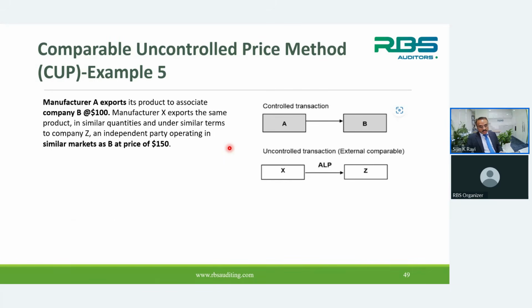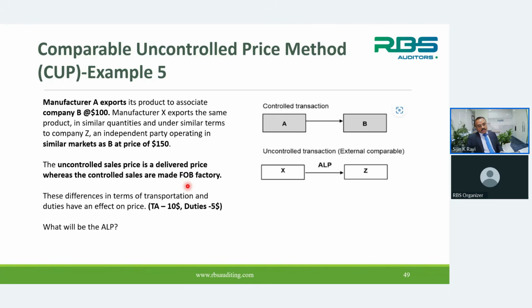The manufacturer exports the same product in similar quantities, under similar terms, to company Z, an independent party operating in a similar market as B, at a price of 150. So the uncontrolled transaction is 150, and the uncontrolled sale price is based on the delivered price. The uncontrolled sale to the unrelated party is a delivered sale price, and the controlled sale to the related party is FOB factory, that means free on board factory.